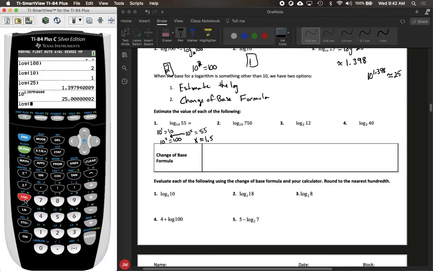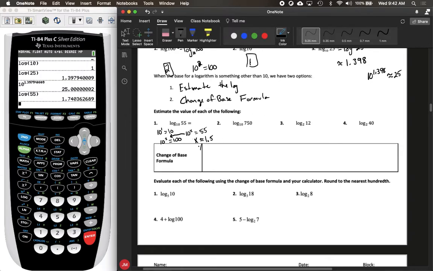Now we'll actually be able to check that. What is log of 55? And it turns out that the log of 55 is 1.7. So we were off by a little bit, but 1.5 is fairly close. And I'll just go ahead and write that down for this one since we had the actual value. So yeah, 1.7 is the exact value, or the closer approximation. 1.5 is just our estimate.